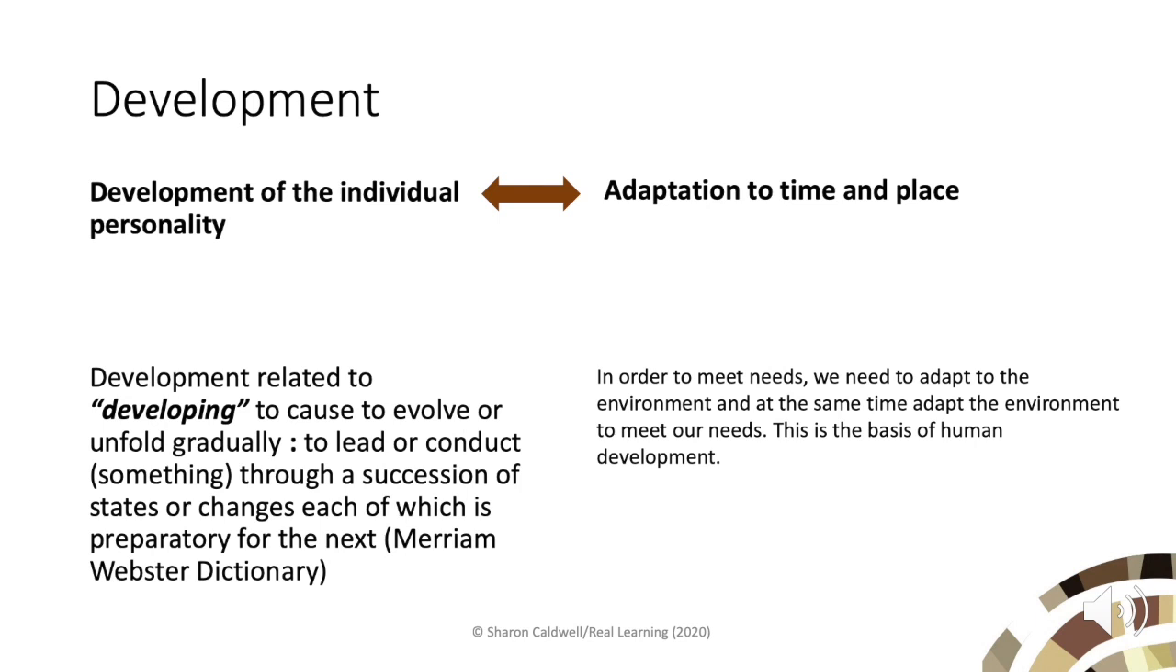So in order to meet needs, humans adapt to the environment, and at the same time, we adapt the environment to meet our needs. We spoke about that in the last presentation. This is the basis of human development. So we've looked at some needs on that chart, these material and spiritual needs, our material needs for shelter, for clothing, for defense, for transport, and so on. But is that all we really need to know about needs?